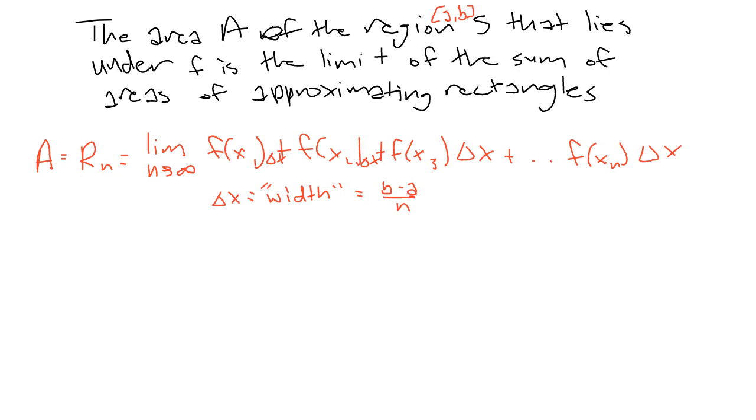And what x sub 1, x sub 2 and so on are is that they let us know what we're looking at. If we say that x sub 0 is equal to our A, we can then say that x sub 1 is equal to A plus delta x, since that's one width over. x sub 2 is equal to A plus 2 delta x. And then x sub 3 is equal to A plus 3 delta x, and so on and so forth. Eventually it'll hit x sub n, which is equal to B.